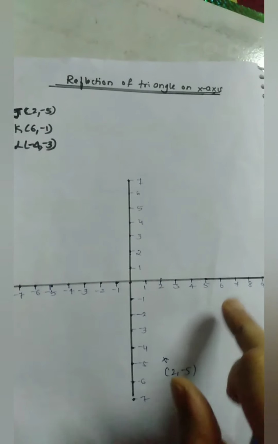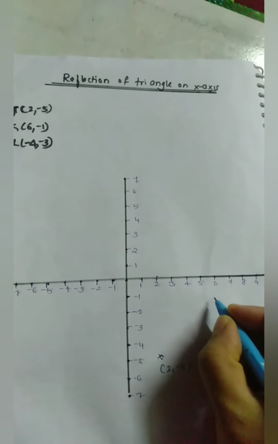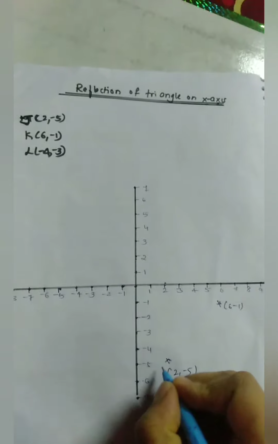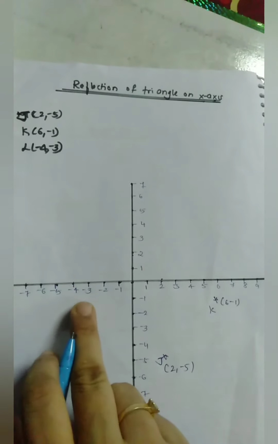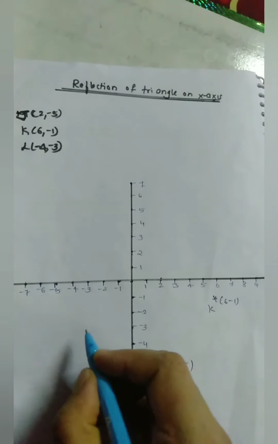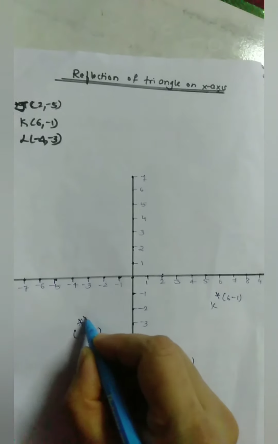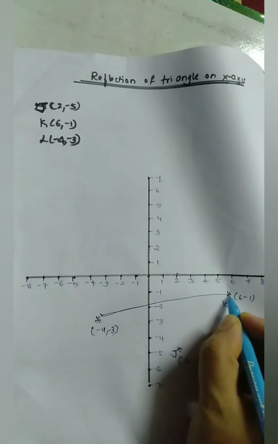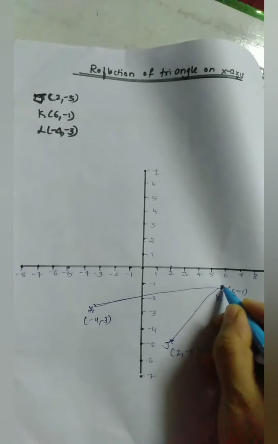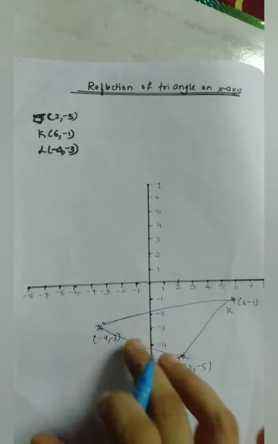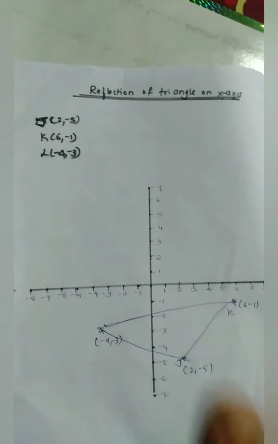Similarly (6, -1), this is the point. This is your J, K, and L. L is (-3, -4), that is this point. Let's join these points. Now we have to find out the reflection of this triangle on the x-axis.